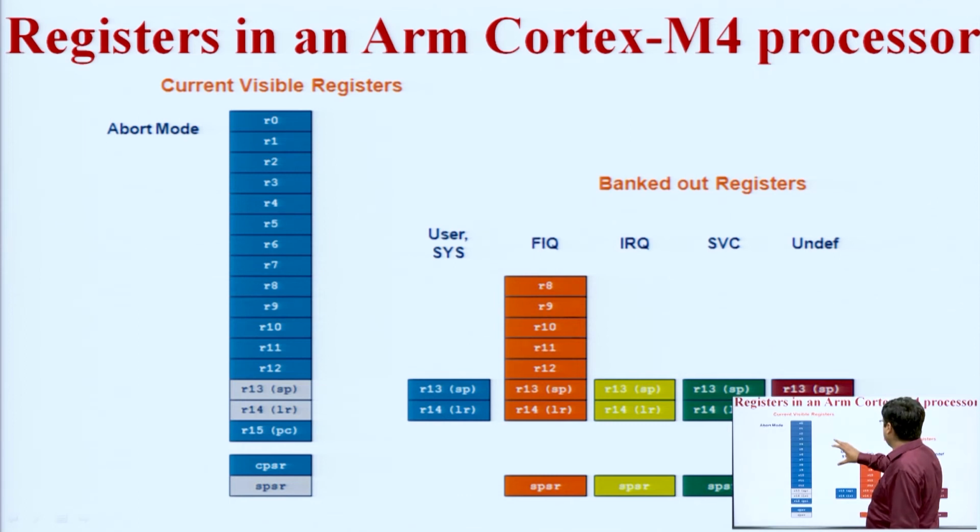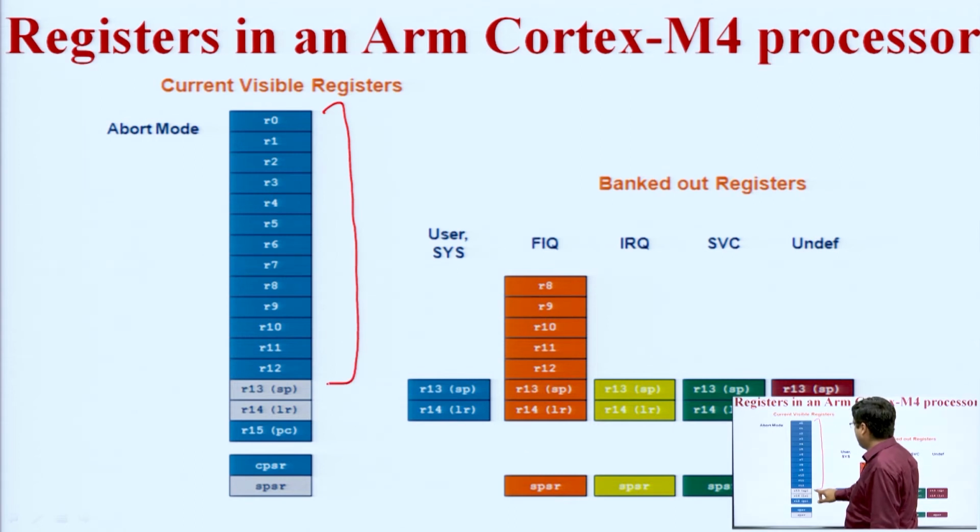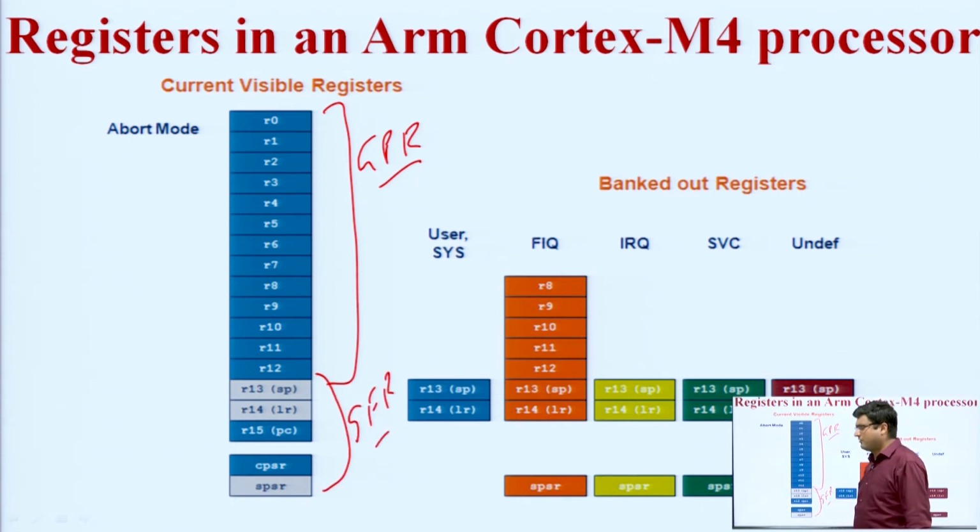So this diagram represents the categories of the registers. These are the currently visible registers, R0 to R12. These are the general purpose registers, and these are the special function registers. Special function means that it is available for some specific task only. It does not have any general function, whereas general purpose register means that any value can be saved. So R13 is dedicated to SP, R14 is dedicated to the link register, R15 is dedicated to PC, and 2 registers are dedicated, one each for CPSR and SPSR.